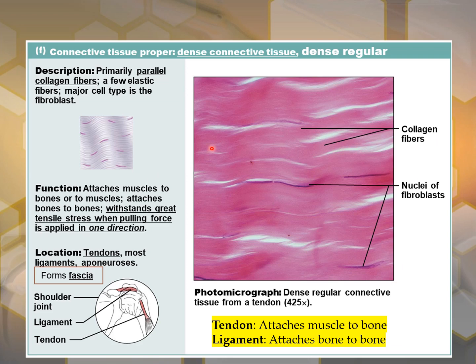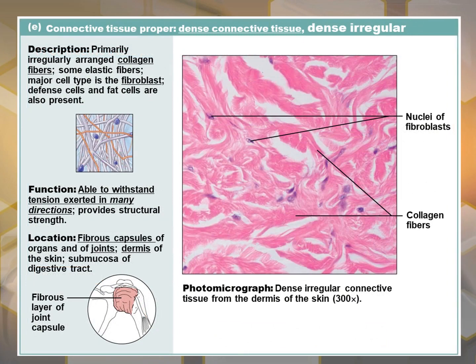So that's the difference between a tendon and a ligament, but they're made up of the same material, this dense, irregular connective tissue with those parallel collagen fibers. So they're really good at resisting stress in one direction.